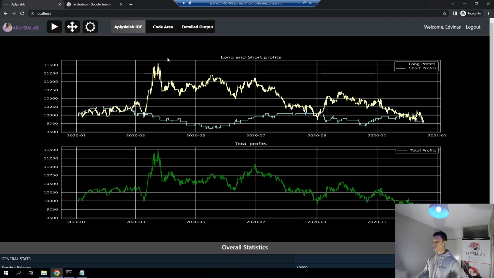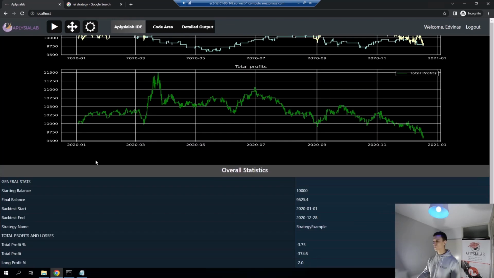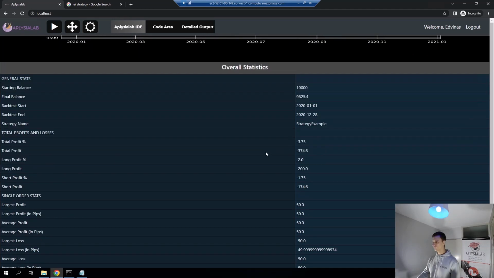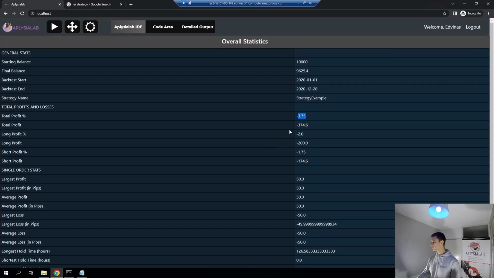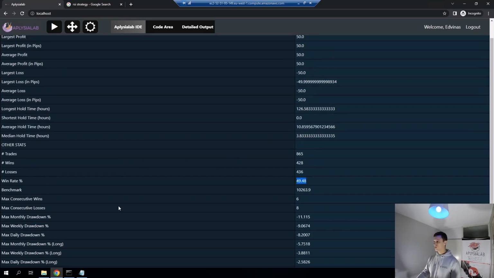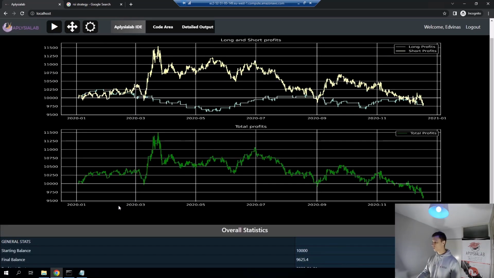But this spike is somewhat interesting. Let's scroll down here. Profit percentage minus 3.7. Win rate 49%. So pretty much 50-50.